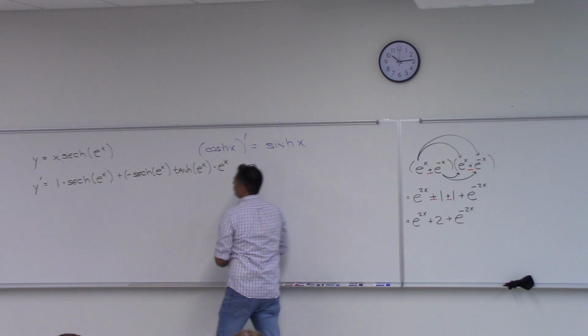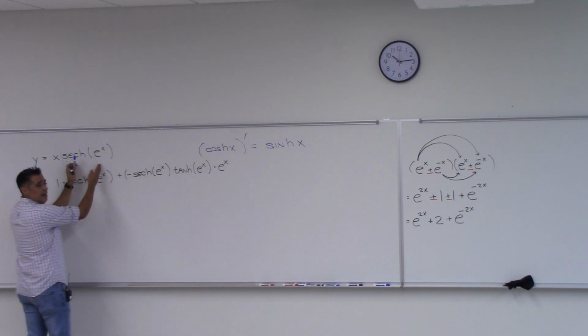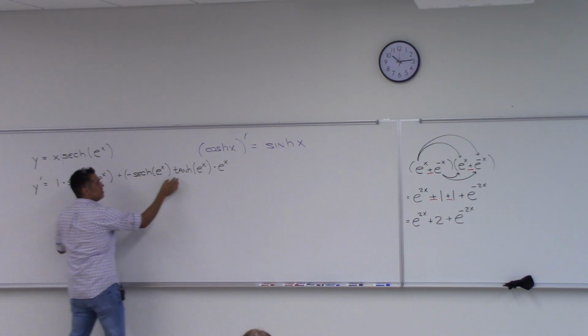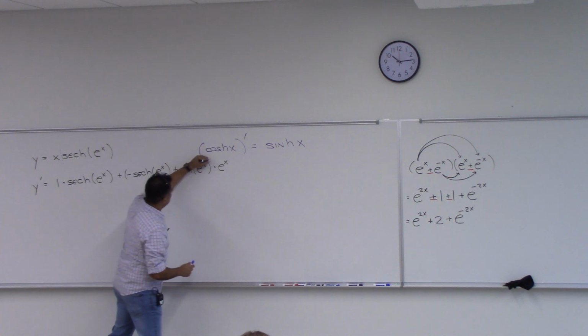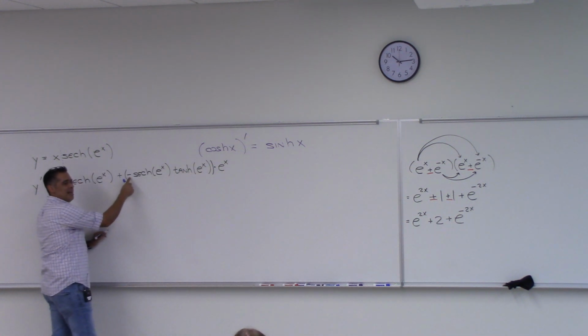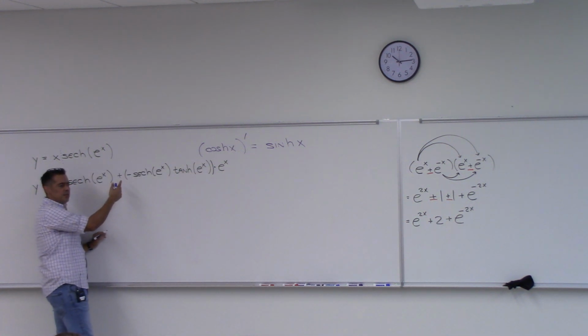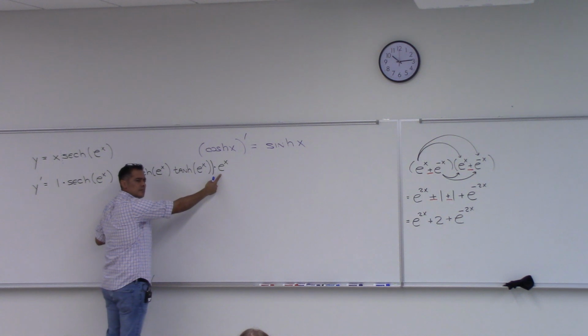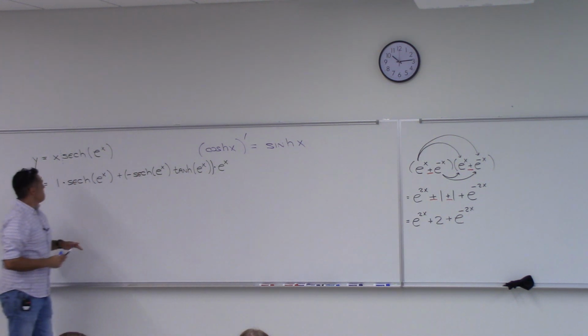Okay, that finishes off the derivative of this, right? It's negative secant hyperbolic of e to the x times tangent hyperbolic e to the x. I think I'm missing a parenthesis. I did not put plus minus without a parenthesis because that's just bad notation. So I put all of this in parentheses. And then where did that come from? That would be the derivative of the e to the x, which was inside.